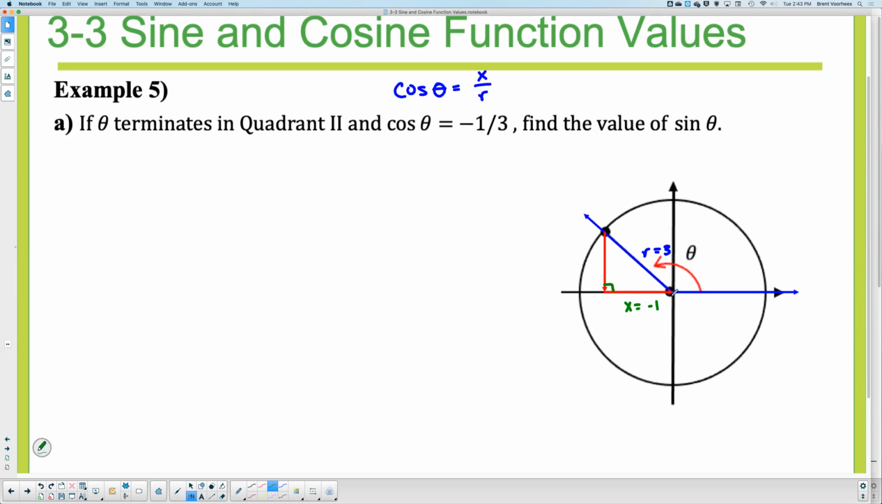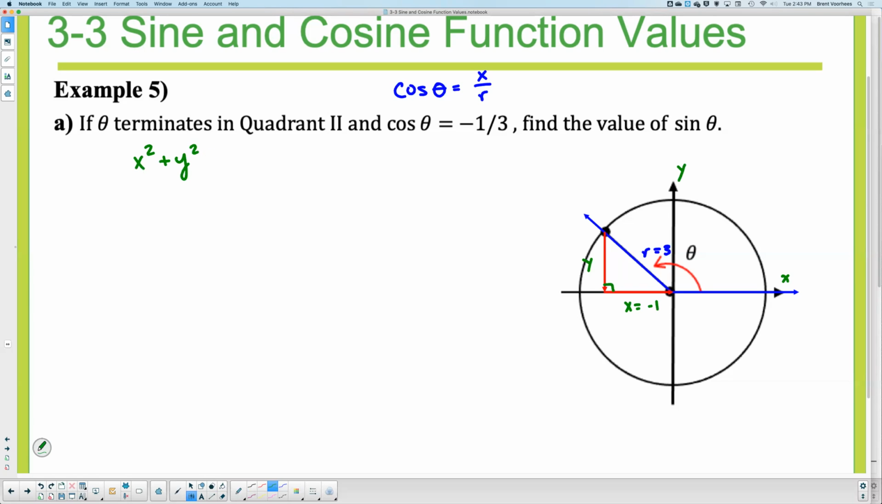-1. Now on a triangle, you would only deal with positives, but on a unit circle, we'll have negatives because this is the x-axis and this is the y-axis. So x is -1. That means I'm on the left. It has a length of 1. I have to find the y value. Do we know y? We don't know y, so we have to find it. What's the relationship between x, y, and r?